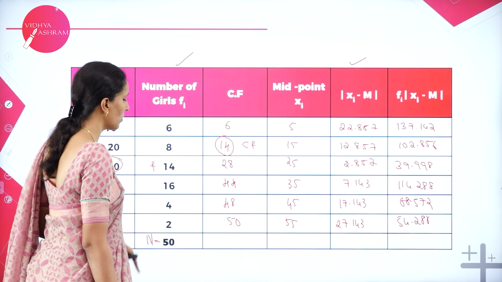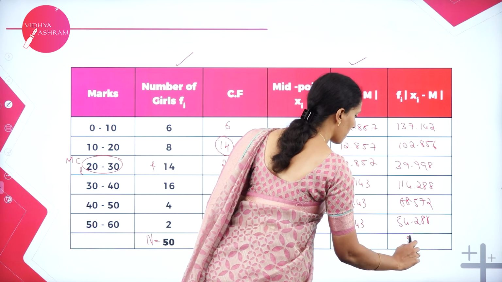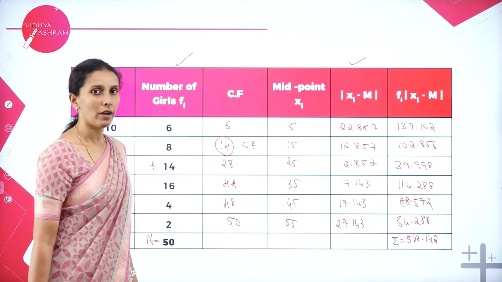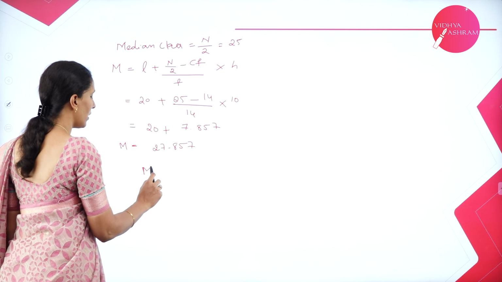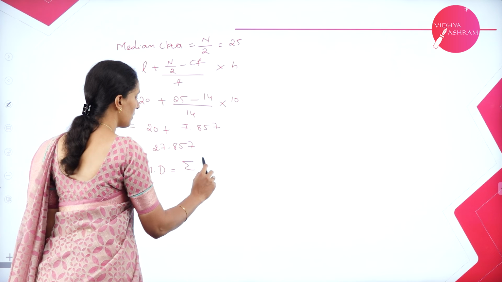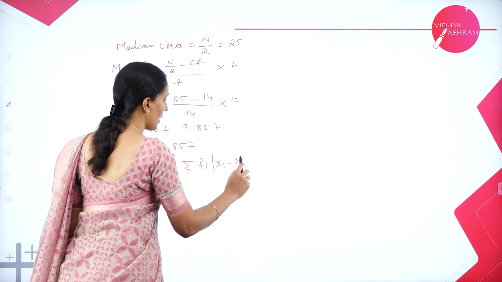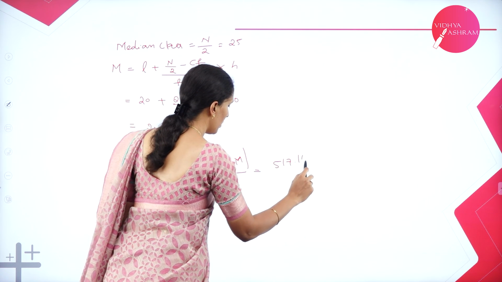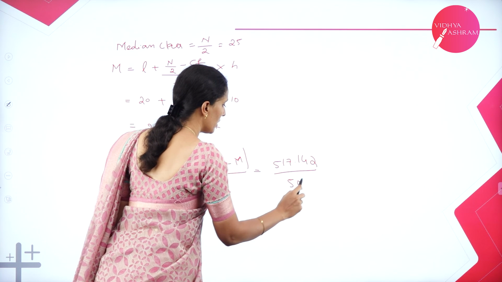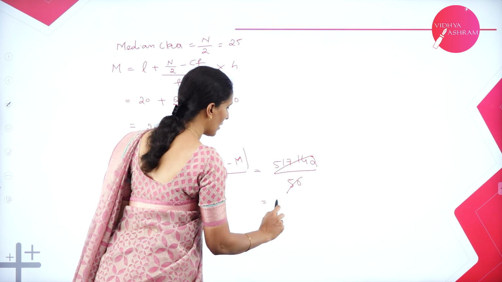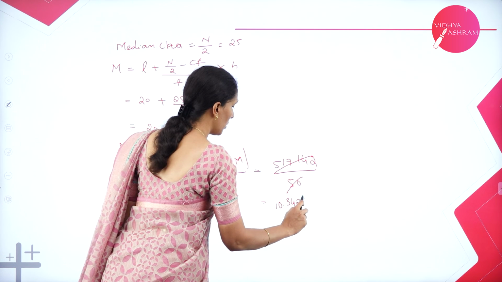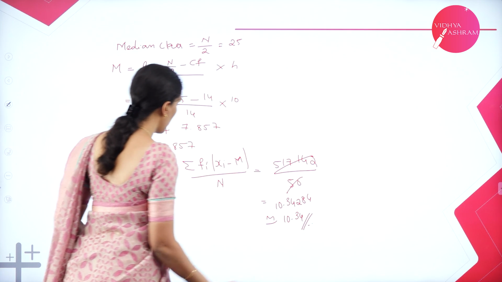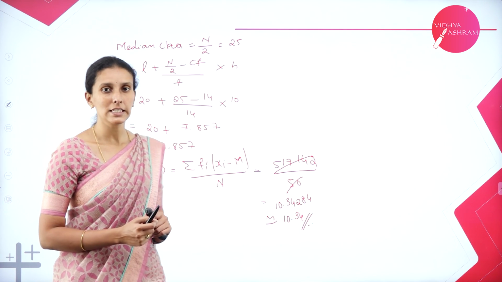So add all these values. So you will get the value as 517.142. That is the summation. So let's take the mean deviation. Mean deviation is summation fi xi minus median divided by n. The value is 517.142 divided by 50. So when you cancel these two terms, you will get the value as 10.34284, or approximately you can write it as 10.34. So this is the mean deviation whenever median is calculated.